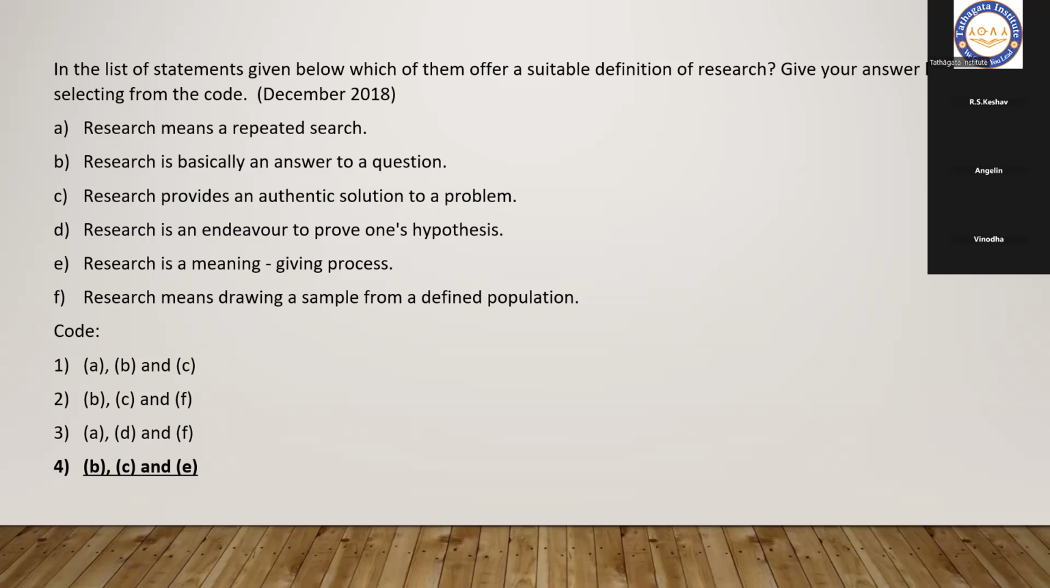So out of this, the three that make sense are: research basically answers a question, research provides an authentic solution, and research is a meaning-giving process.